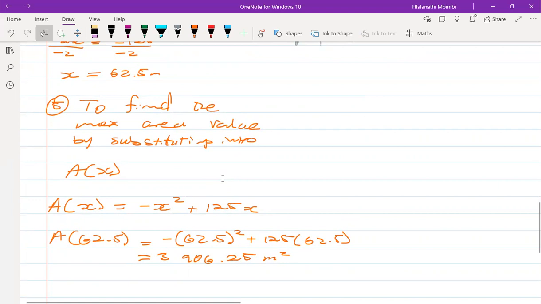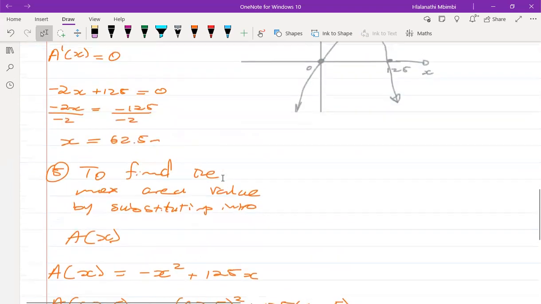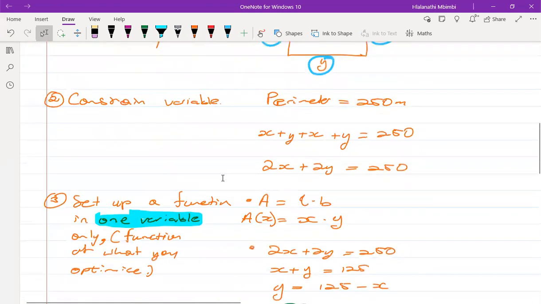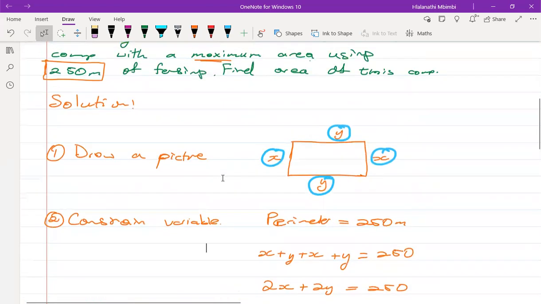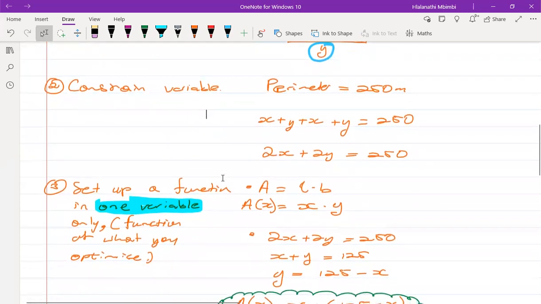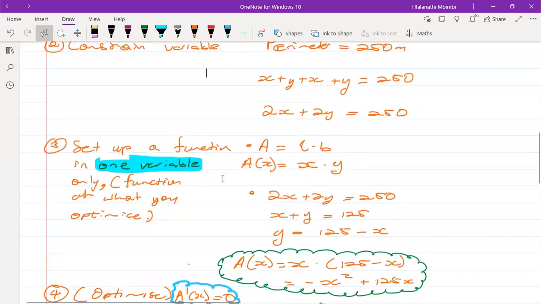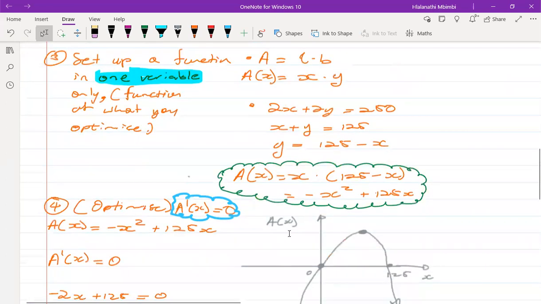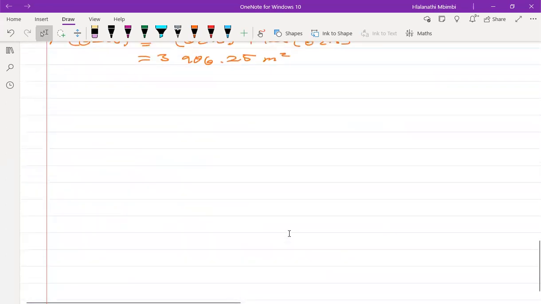Now, the part that would normally be difficult about these problems is the formulation, particularly your constraint. It's normally the constraint variable, and also sometimes making sure that you rewrite your equation into one variable. That's normally what would be hard. But that's what we call optimization.